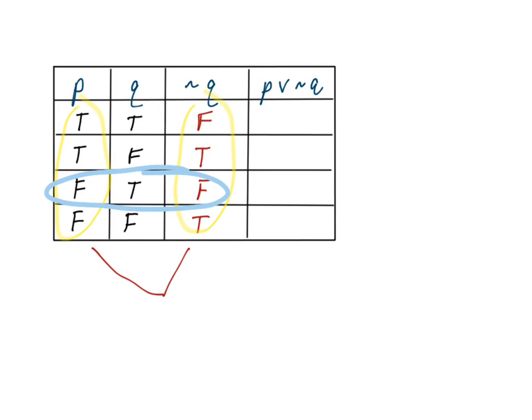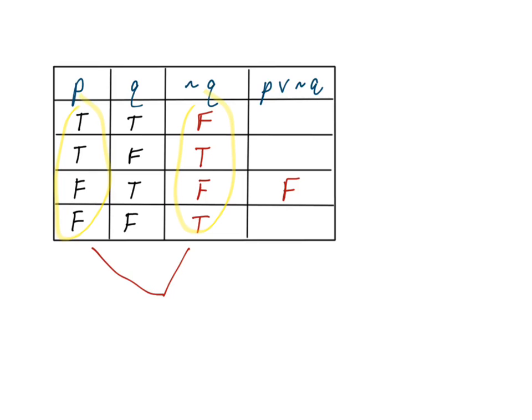So we're just looking at the ones in yellow here because we're looking at P and not Q. So the only case where both P and not Q are false is right there. So that's the only time that this OR statement is going to be false. In every other case, it's going to be true.